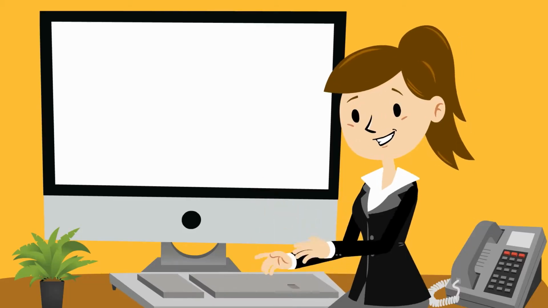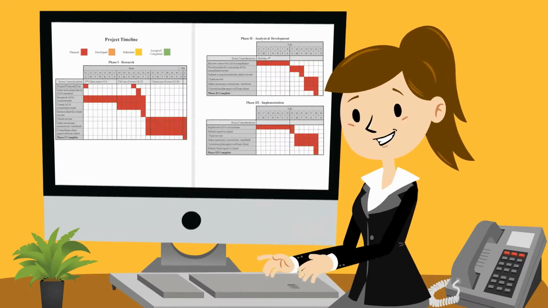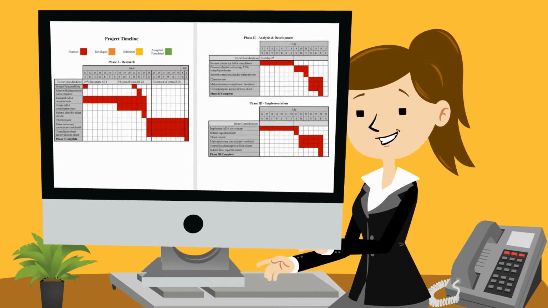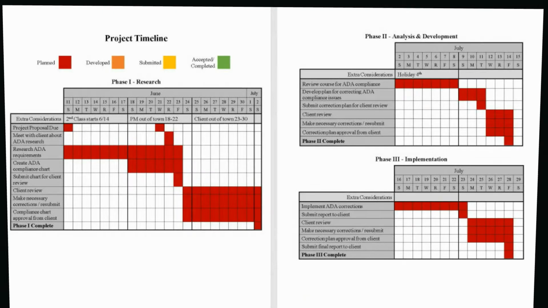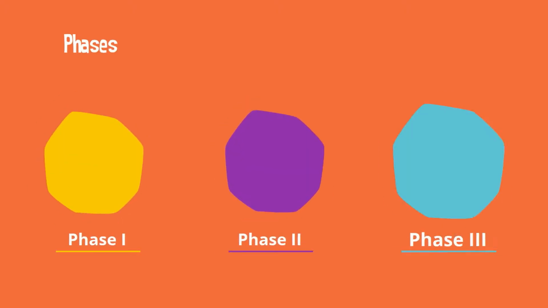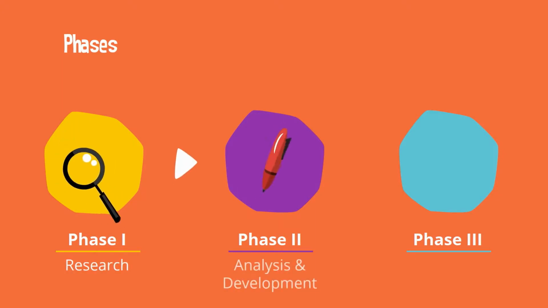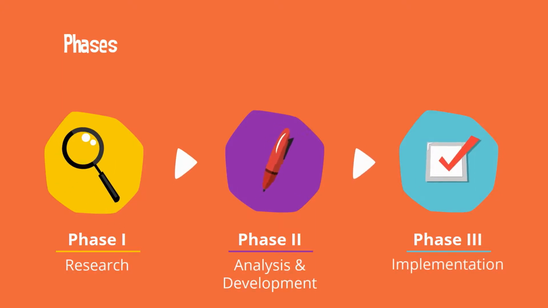The first step for this project was to come up with a timeline. I did this by creating a Gantt chart, which was a huge help as it gave a good visual to help me stay on task. My project was divided into 3 phases: research, analysis and development, and implementation.